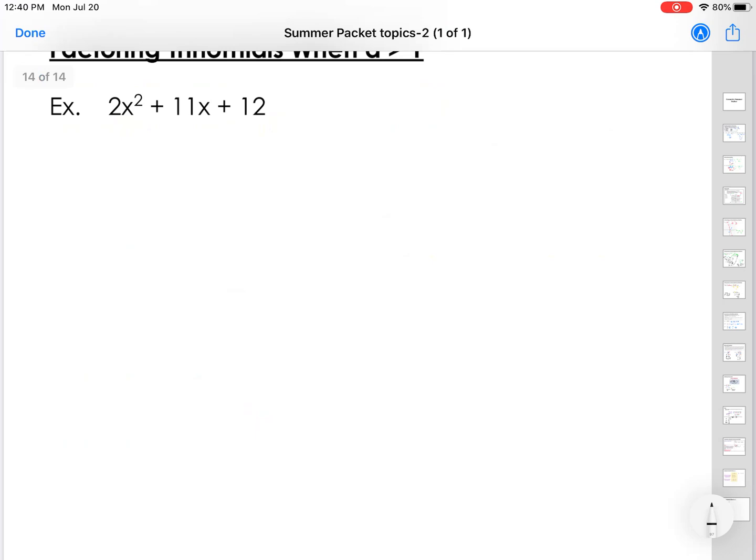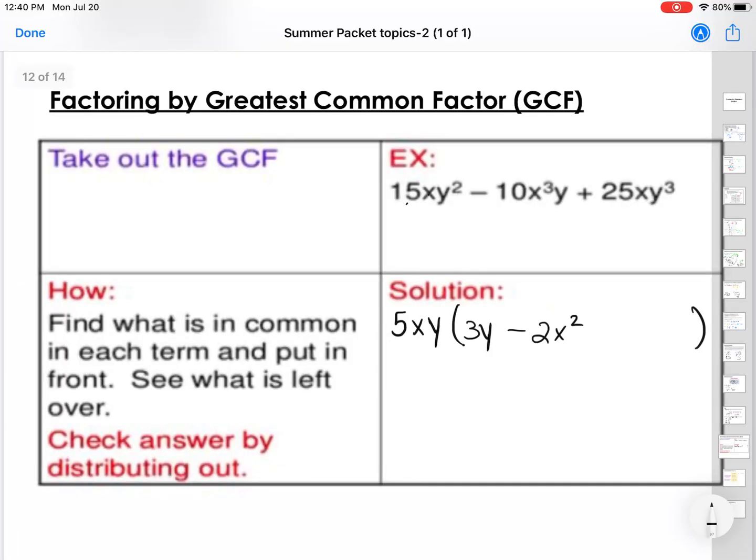25 divided by 5 is 5. I took the x away. I took one of the y's away, but there's y squared left over. And if I were to distribute this back, it should give me what I started with.